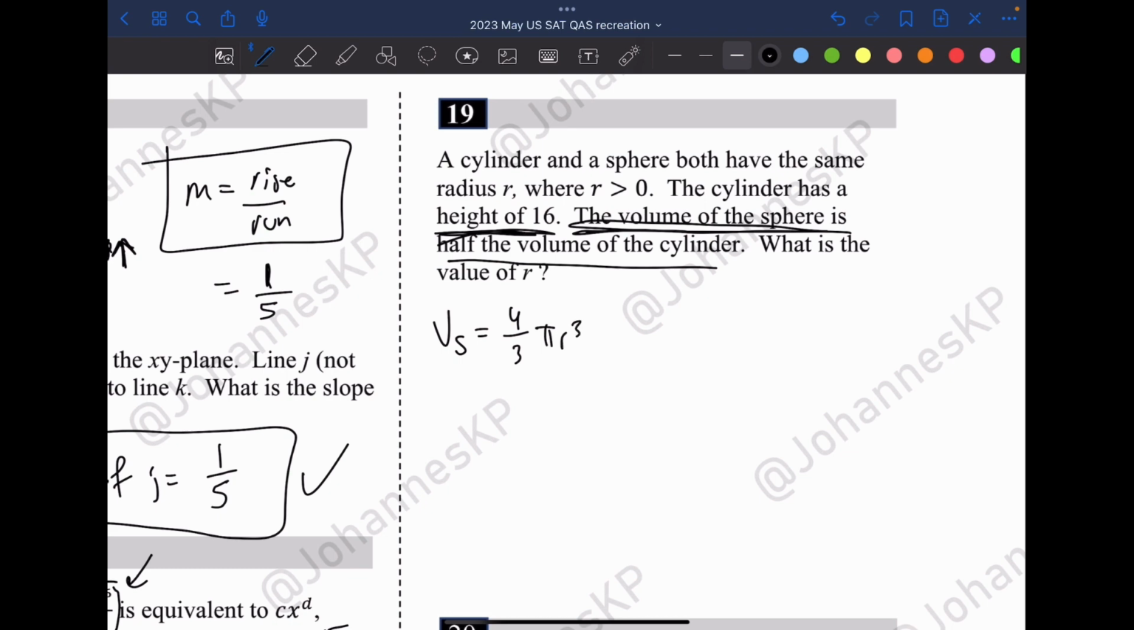I memorized it because I've done it so much, but once again, you don't have to memorize it. It's on the front page of the SAT, so that's how you can get it. That's the volume of a sphere. Volume of a cylinder is pi r squared h. Once again, it's on the front page of the SAT.